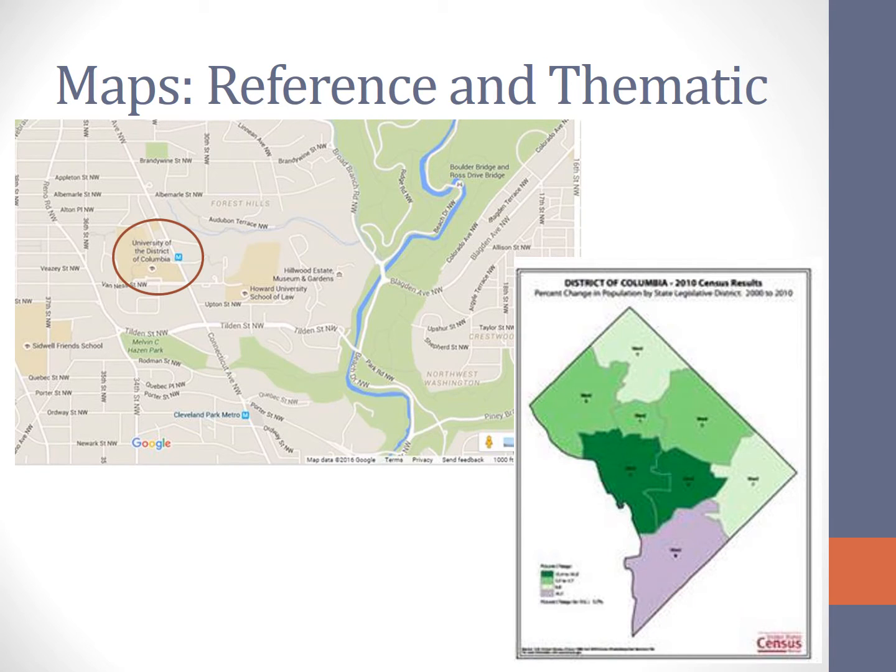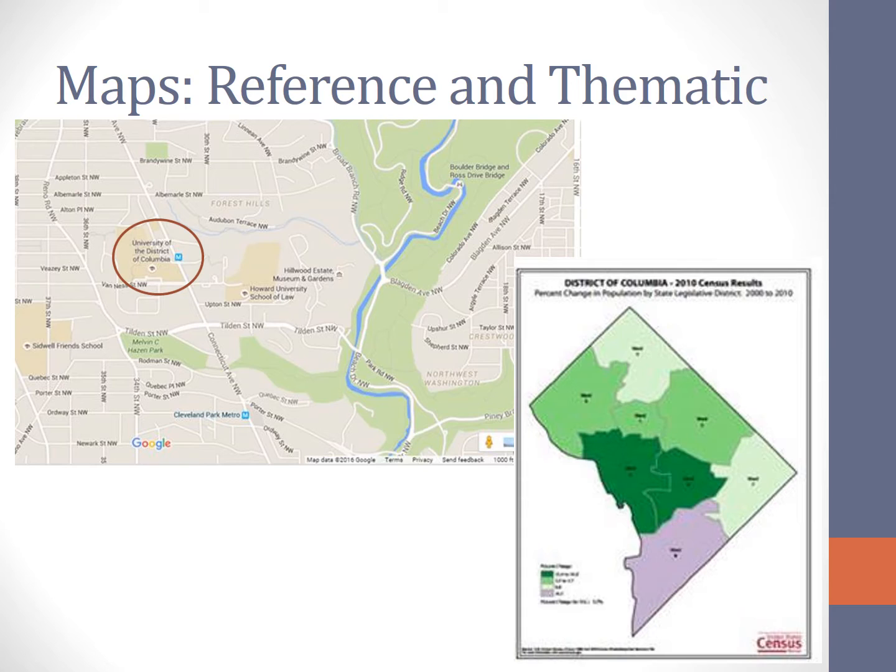Often the geographic information we collected is presented in the form of a map. We explored several types of maps last week. The first map on the top left shows the reference map, which shows the location of the District of Columbia. The choropleth map on the bottom right shows the change in the population by ward between 2000 and 2010.